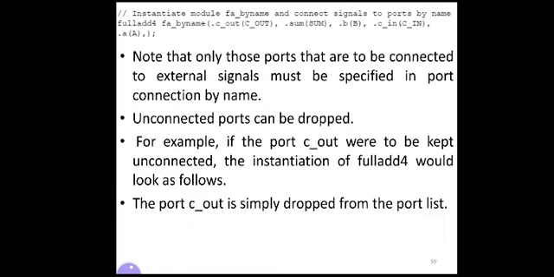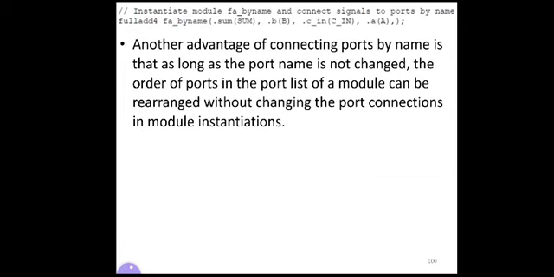Note that only those ports that are to be connected to the external signals must be specified in port connection by name. Unconnected ports can be dropped. For example, if the port Cout were to be kept unconnected, the instantiation of the full add 4 would look as follows. The port Cout is simply dropped from the port list. So you can just drop the port Cout.